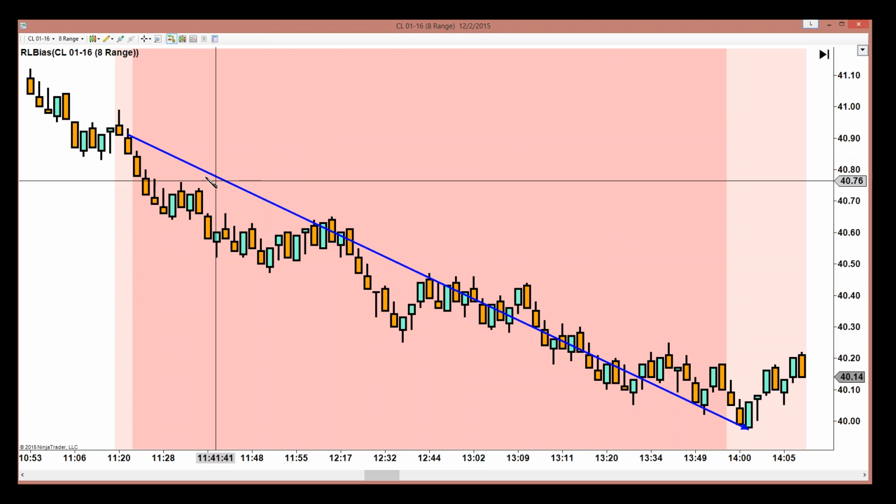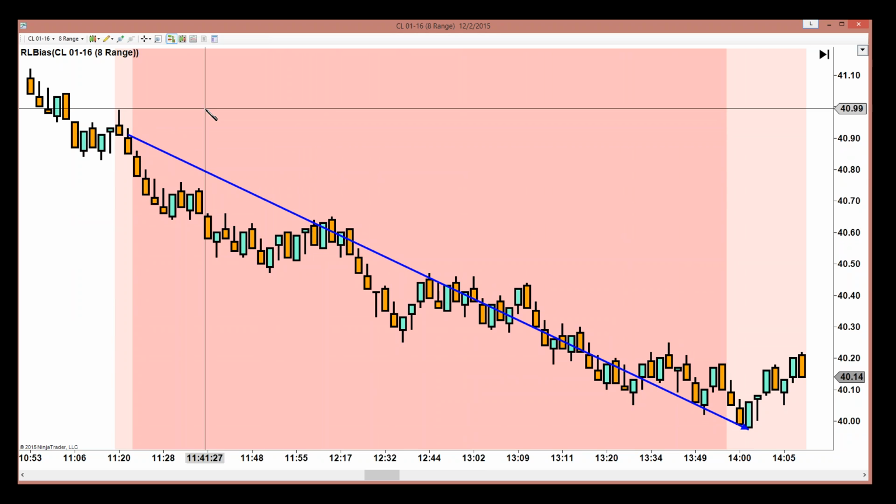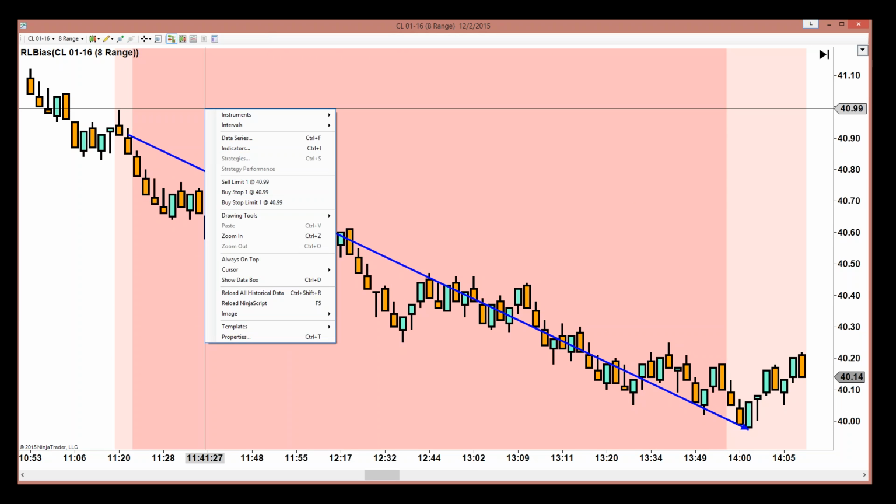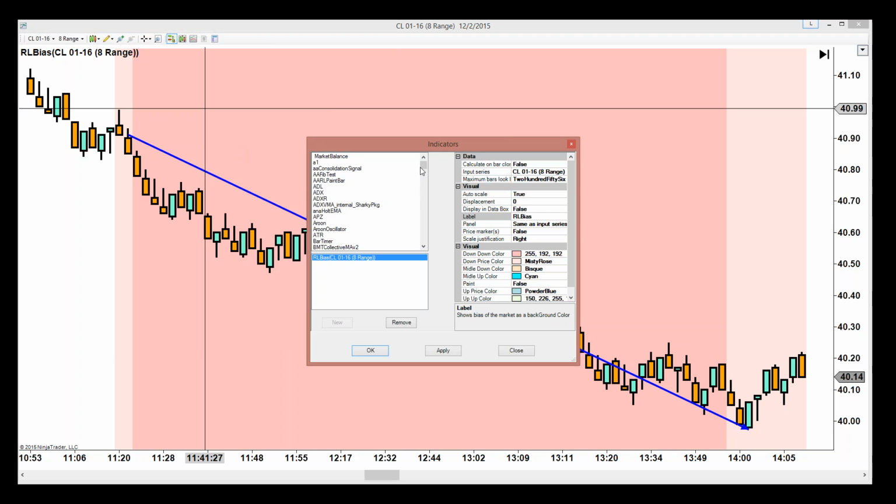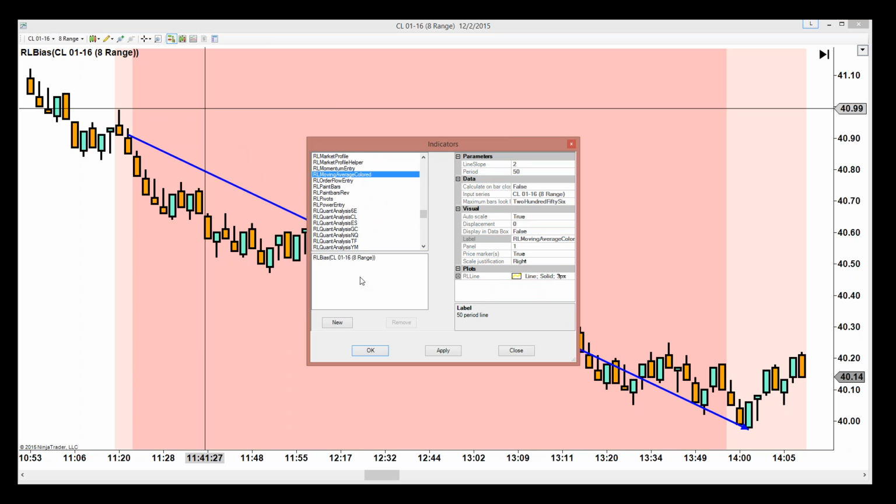Now let's say I'm going to put in here one indicator to help us out. That's going to be our 50-day. To show you how helpful this is when we trade.